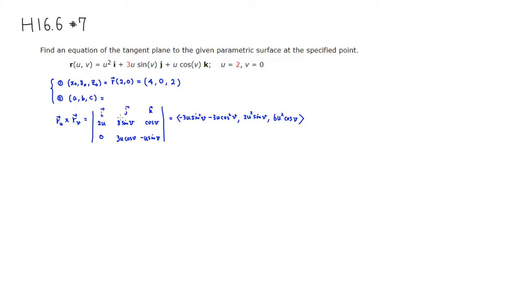Then we just need to evaluate it at the given point, u is 2 and v is 0. So we evaluate this cross product at 2, 0. The first component is 0. The next is negative 6, since the cosine of 0 is 1. For this component, since v is 0, it's 0. Here, u is 2 and the cosine of 0 is 1, so 6 times 4 is 24.